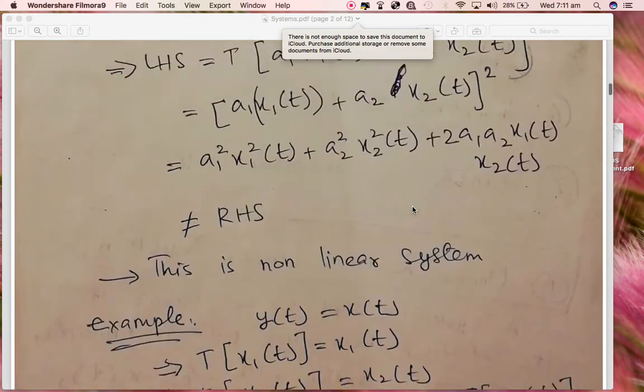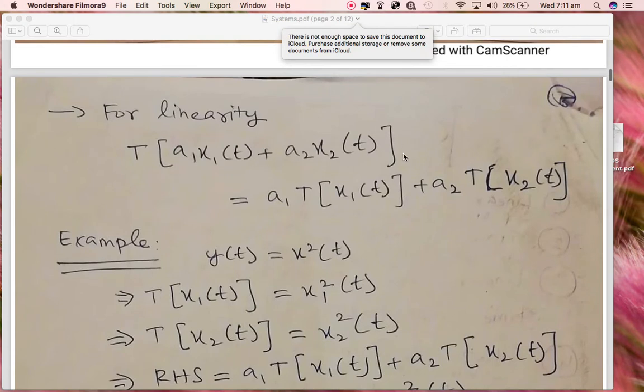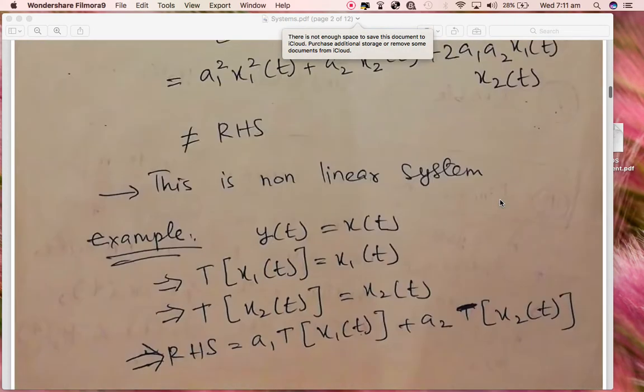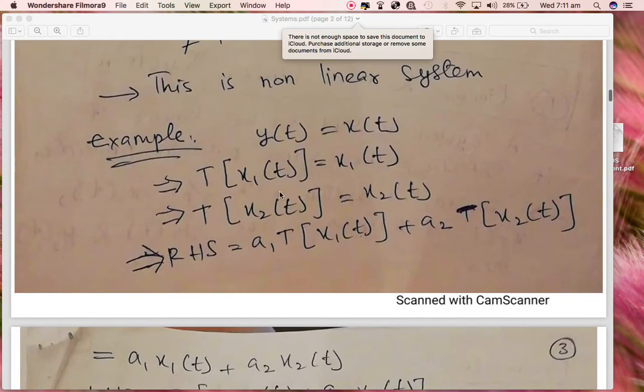So again we are putting the values in this equation to see whether that system is linear or non-linear. First we take the right hand side. Let's suppose this system has two inputs x1(t) and x2(t). What kind of behavior is it doing to the input? It is just reproducing the input on the side of the output, and we have the inputs which are coming over here.